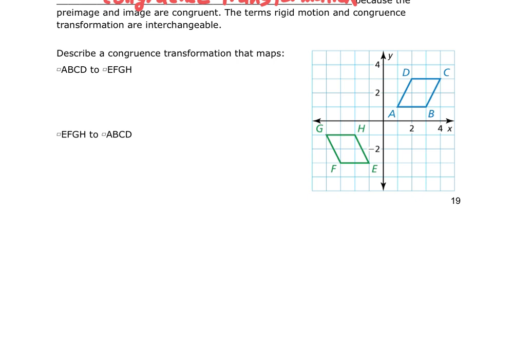Can I simply just slide this guy on top of the green figure? No, right? Because they're sitting different directions right now. And if they're sitting different directions, what am I going to have to do to get them to sit the right direction?